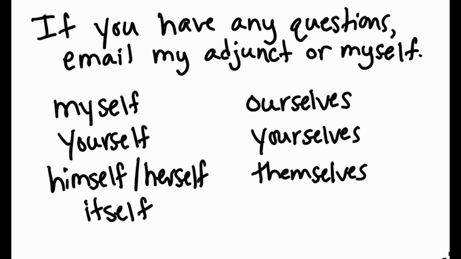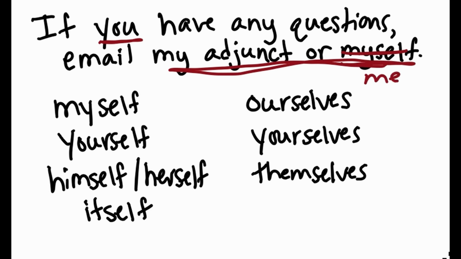Well, I'm going to tell you, there's something wrong with this sentence. It might not look wrong, but it is wrong. Why? Because the object and the subject of the verb are not the same. What is the subject? It's just the main character. So who's the subject of this sentence? It's you. But now who's the object? Me. We shouldn't be using myself then. We should just say me. We should be using the object here. Email my adjunct or me, not myself. We don't use myself because that's not the same. The subject is not the same as the object.